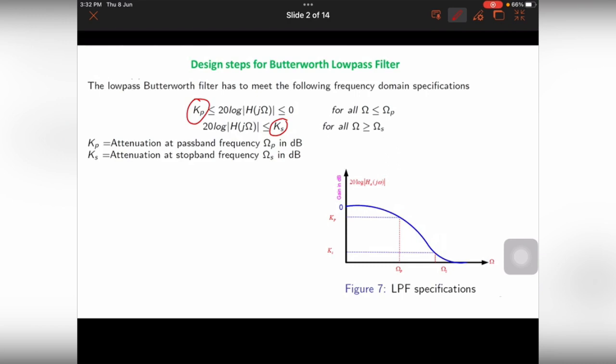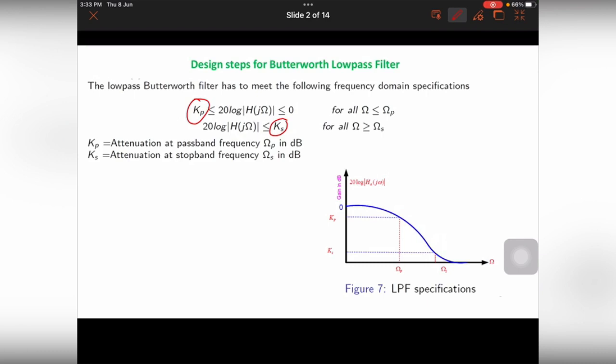The pass band frequency and stop band frequency range is given. The pass band frequency should always be greater than or equal to omega, and the stop band frequency should always be less than or equal to omega. Whereas Kp and Ks are the pass band attenuation at pass band frequency omega p in dB, and the attenuation at stop band frequency omega s in dB.